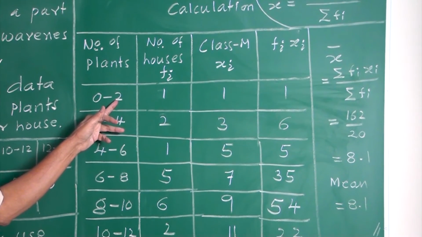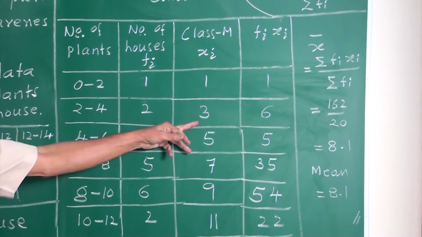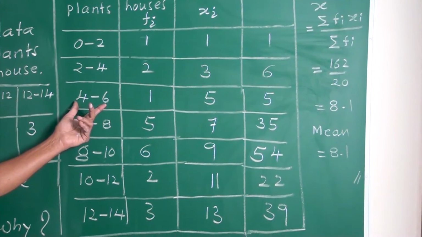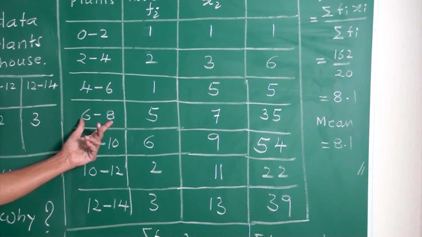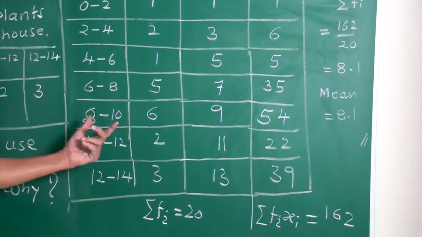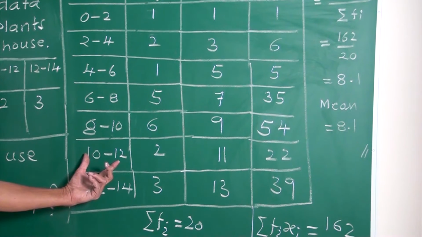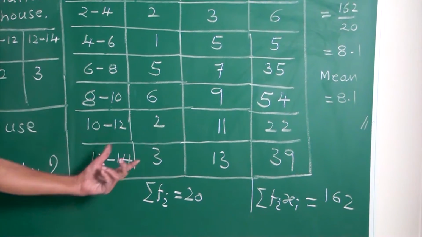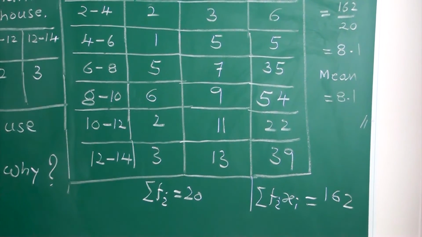0 plus 2, 2 upon 2 is 1. 2 plus 4 is 6, 6 upon 2 is 3. 4 plus 6, 10, 10 upon 2 is 5. 14 divided by 2, 7. 18 divided by 2, 9. 22 divided by 2, 11. 26 divided by 2 is 13.